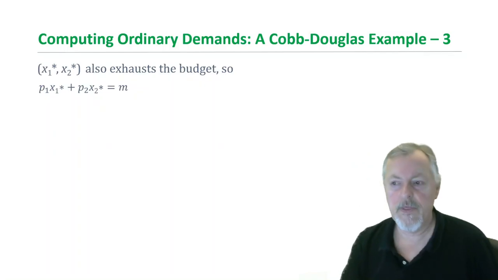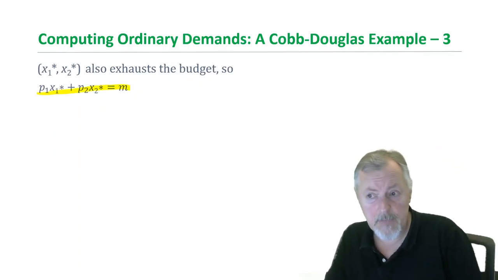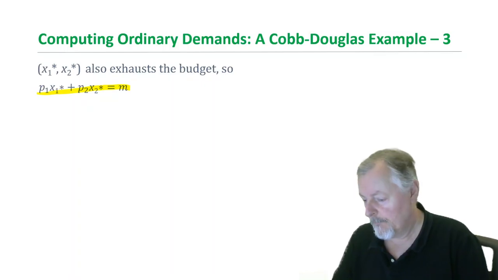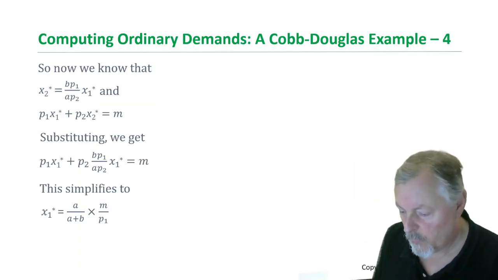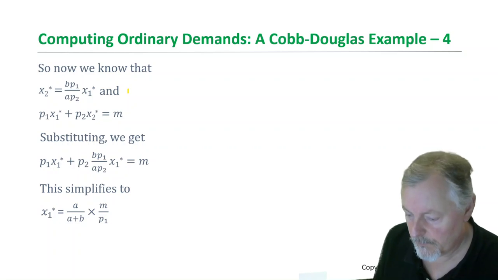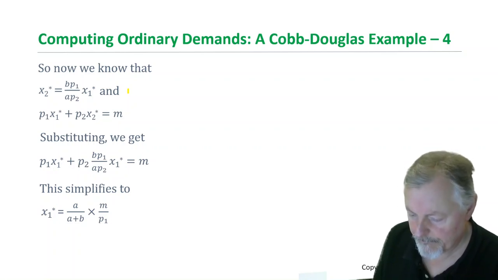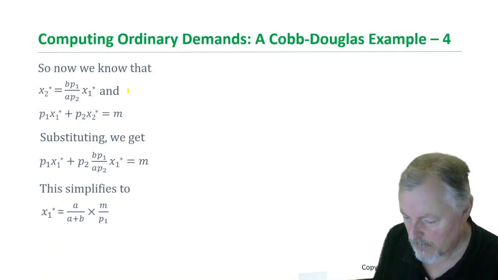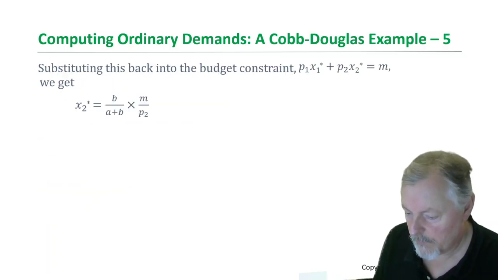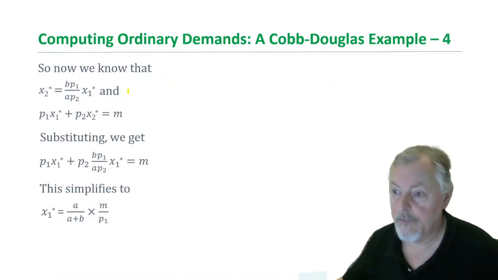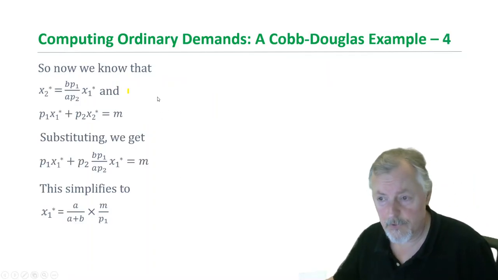We also know that this will be true. The person will spend all their money. So we know this is true. If I can make my pen work. Whoop. Maybe I can't make my pen work. Okay. I believe you can see the cursor.